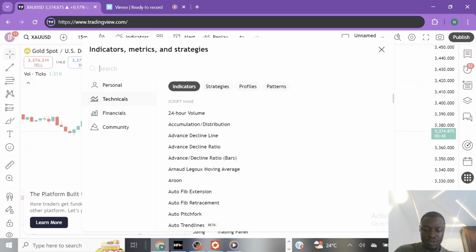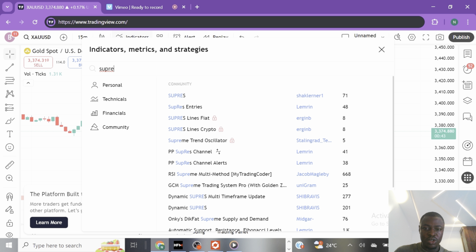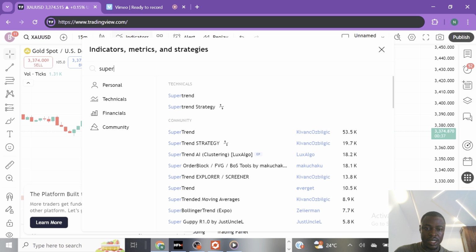Once you click on that, you're going to be searching for Supertrend. So there are a lot of Supertrends by different developers. Okay, there's a lot of them here. So we're going to be selecting Supertrend by KivancOzbilgic, this particular guy. You can see here it has over 53k usage. So you just click on that.